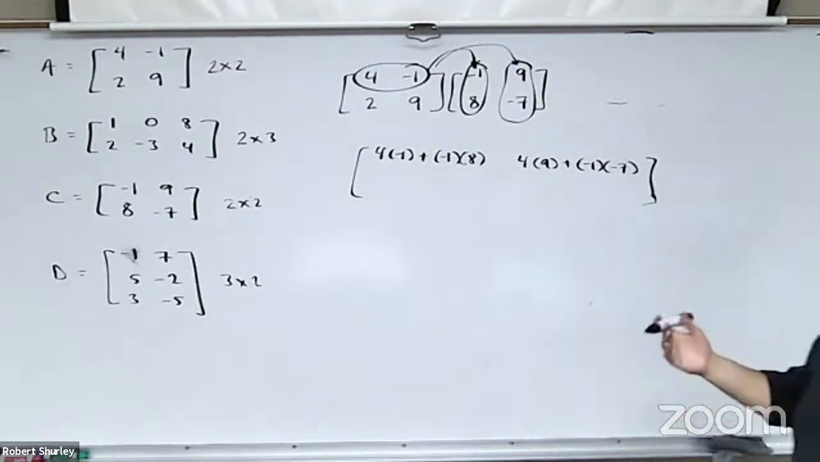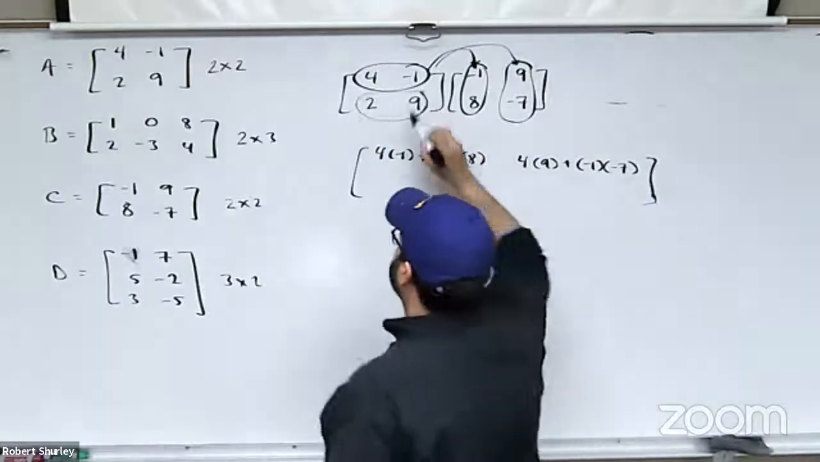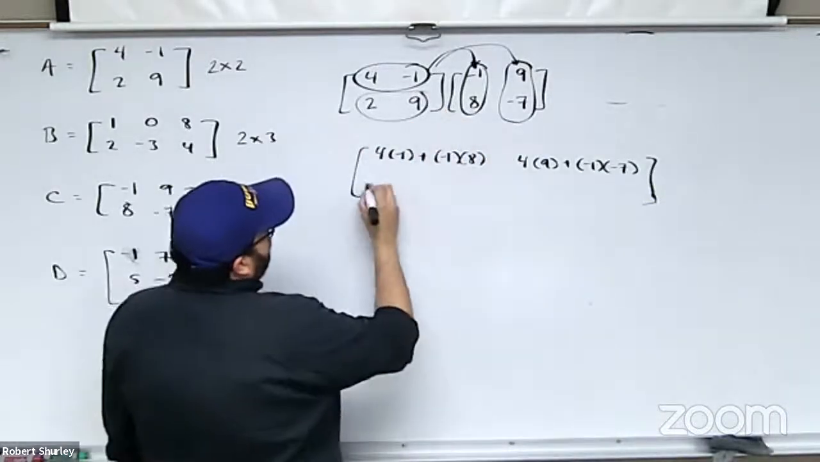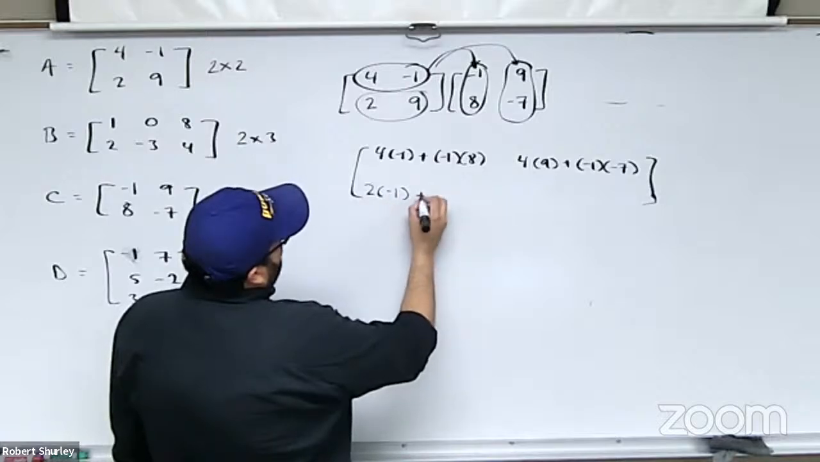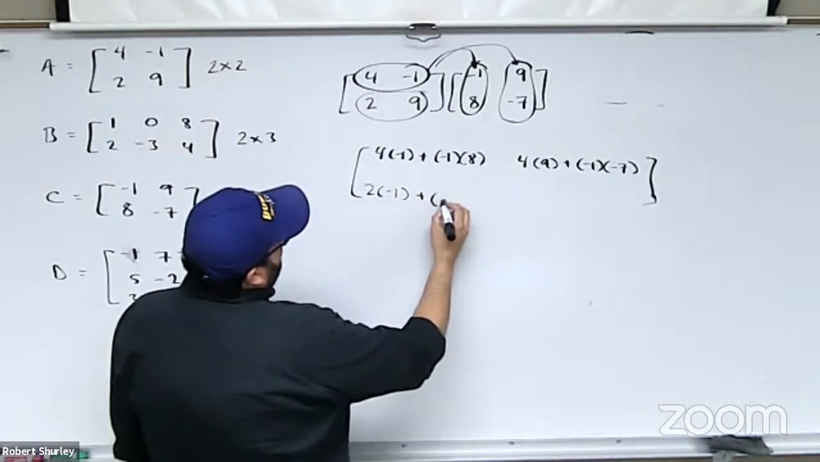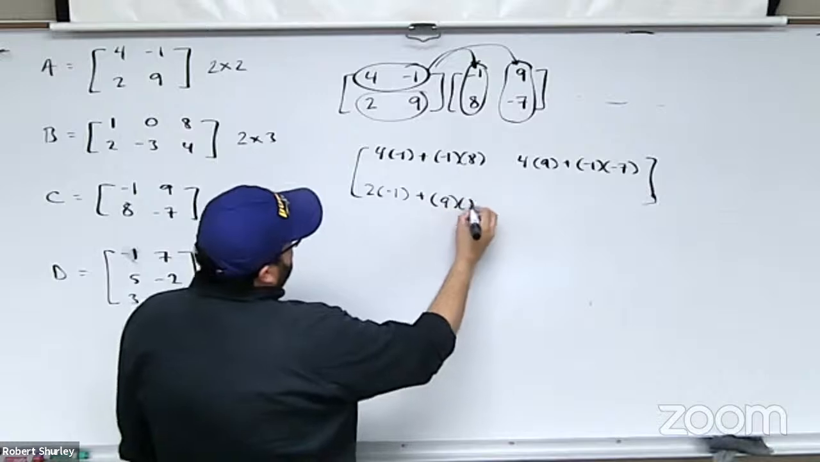But then we've got to do the same thing with this bottom row. So 2 times -1 plus 9 times 8.